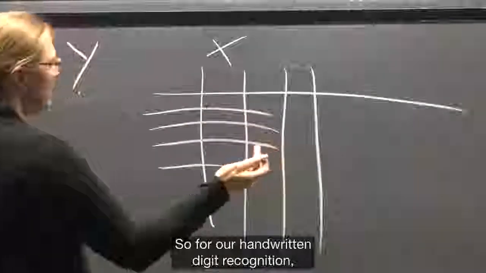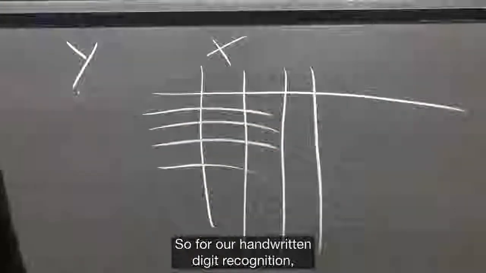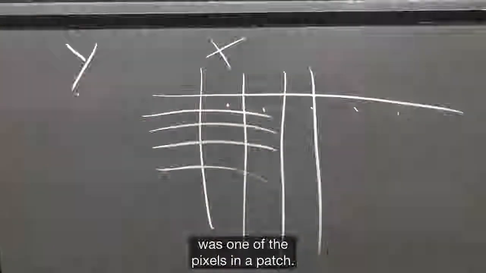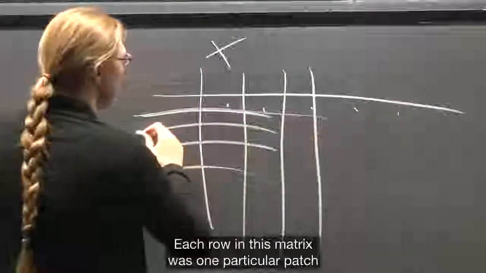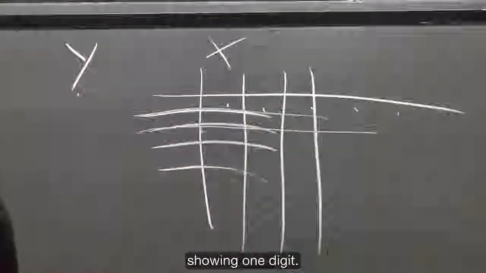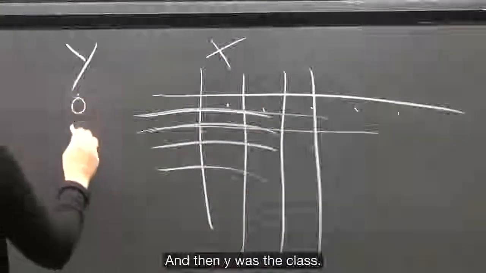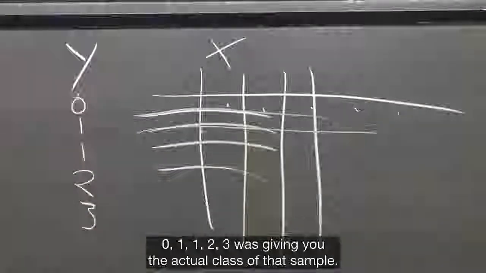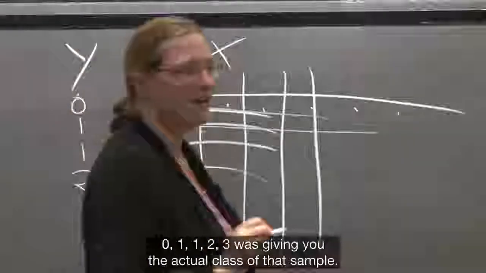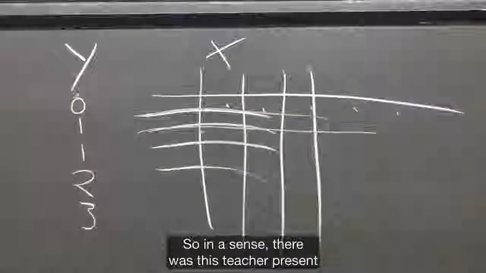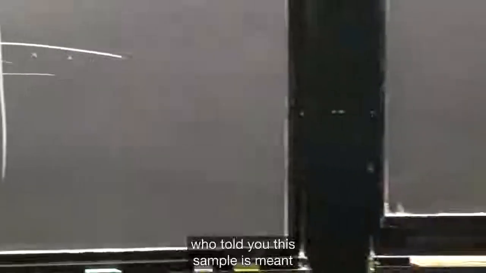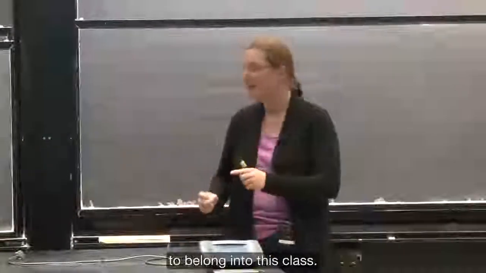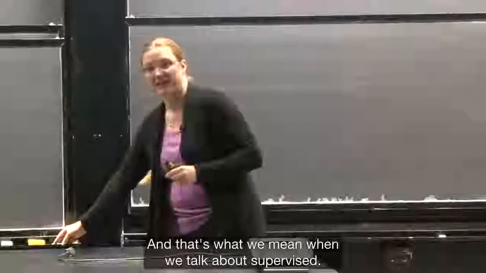So for our handwritten digit recognition, for example, each of the features was one of the pixels in a patch. Each row in this matrix was one particular patch showing one digit. And then Y was the class, right? 0, 1, 2, 3 was giving you the actual class of that sample. So in a sense, there was this teacher present who told you this sample is meant to belong into this class. And that's what we mean when we talk about supervised.